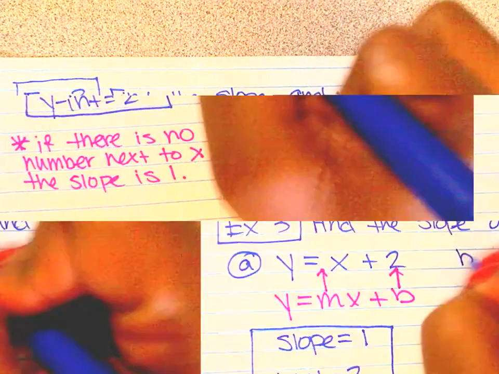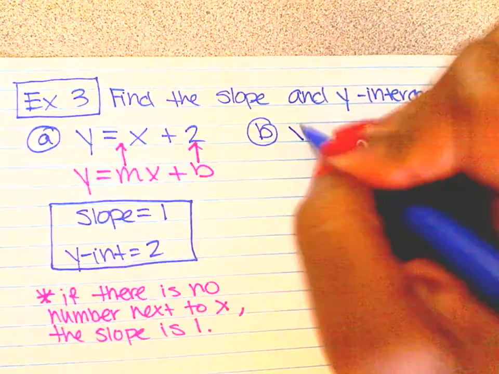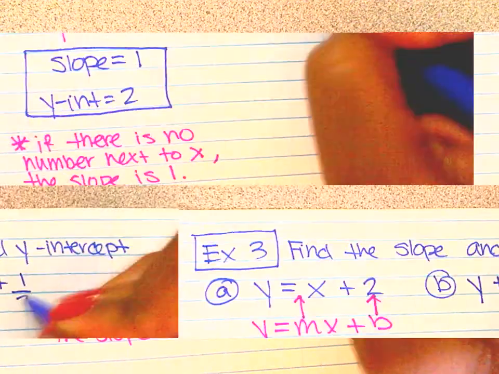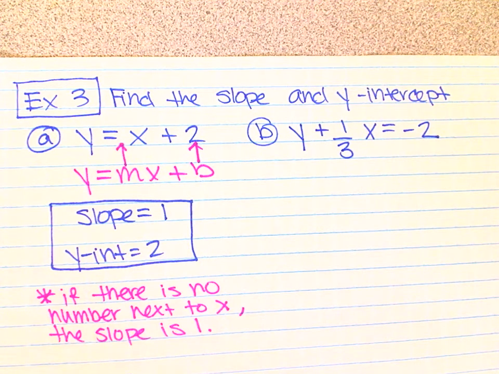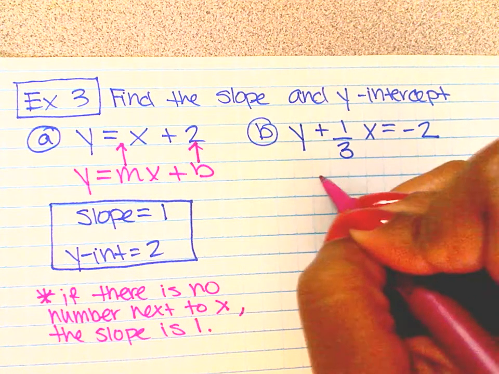Let's look at example B. They give us y plus 1/3 x equals negative 2. But wait a minute, Miss Graham. How can I identify what the slope is and what the y-intercept is if it's not in slope-intercept form? Well, student, you have to put it in slope-intercept form using simple algebra. Okay? So, what I would do first on both sides to get y by itself is I would subtract 1/3 x from both sides.